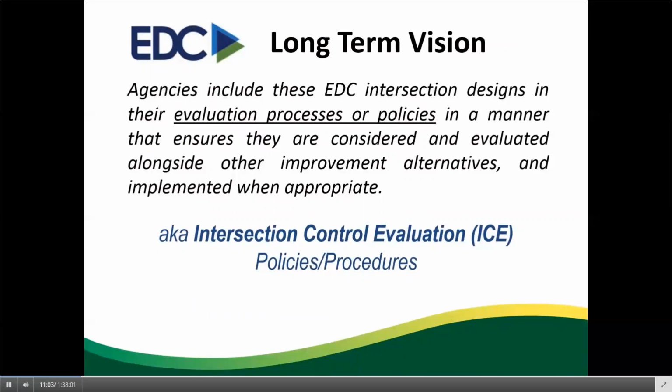And that something more has become known as intersection control evaluation policies and procedures. And really this is the stage at which a state says, we want to make sure that we're considering these innovative designs each and every time we go out and consider making a meaningful change to an intersection. So it's not just about waiting for that one problem intersection to come up and say, boy, we've tried everything, what else can we try?